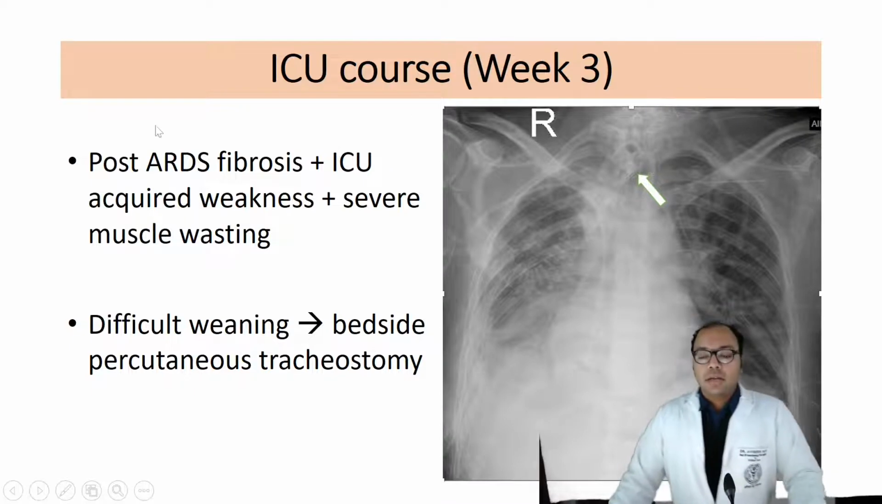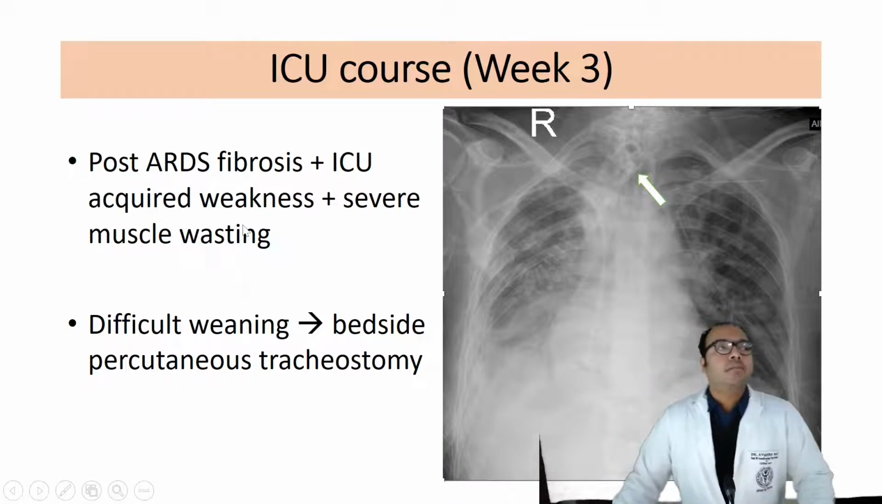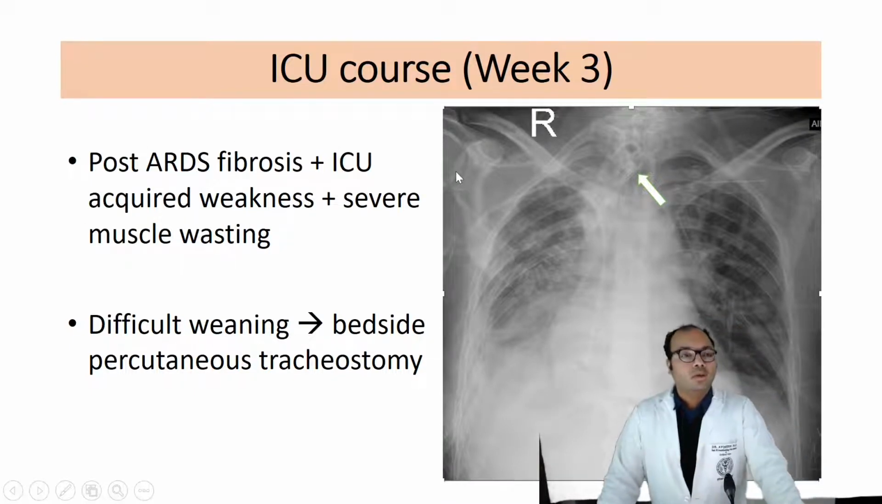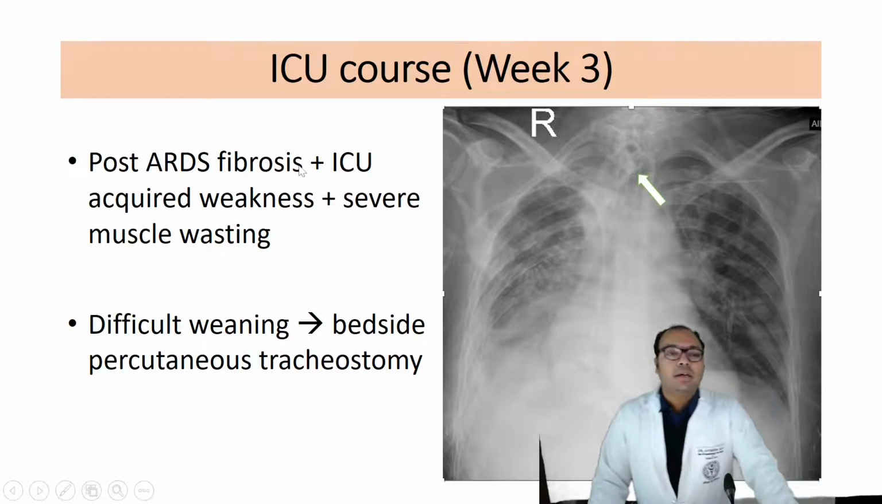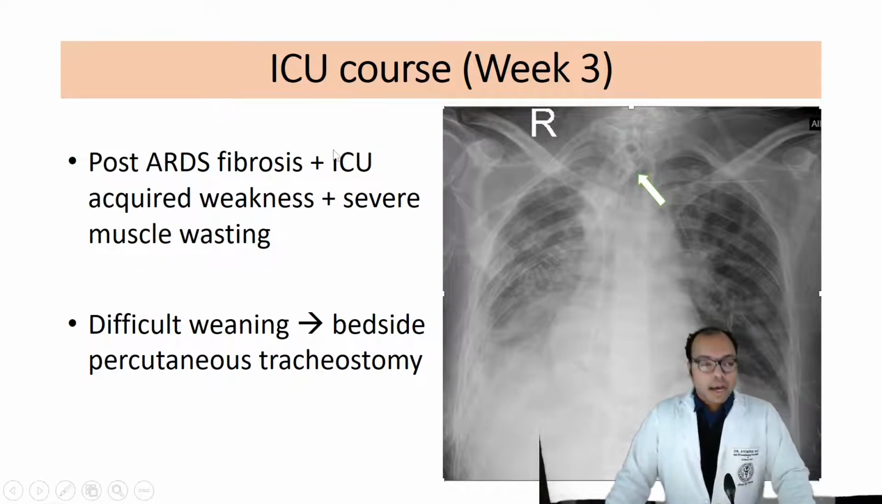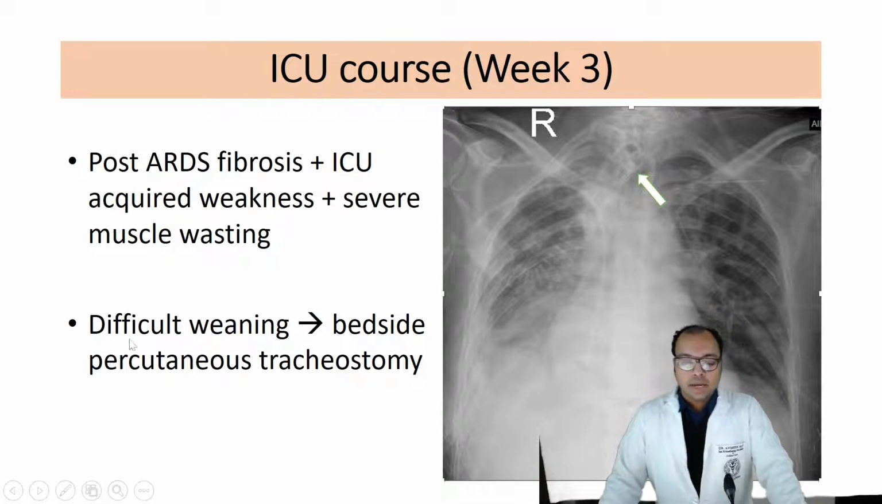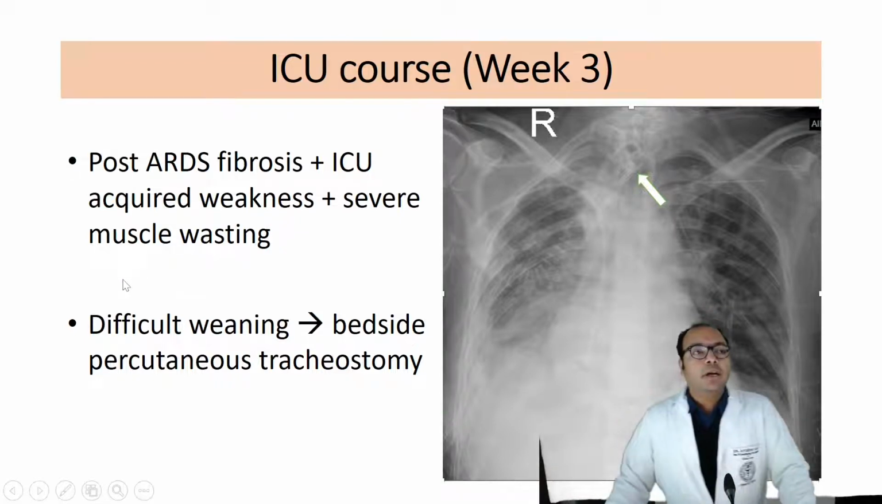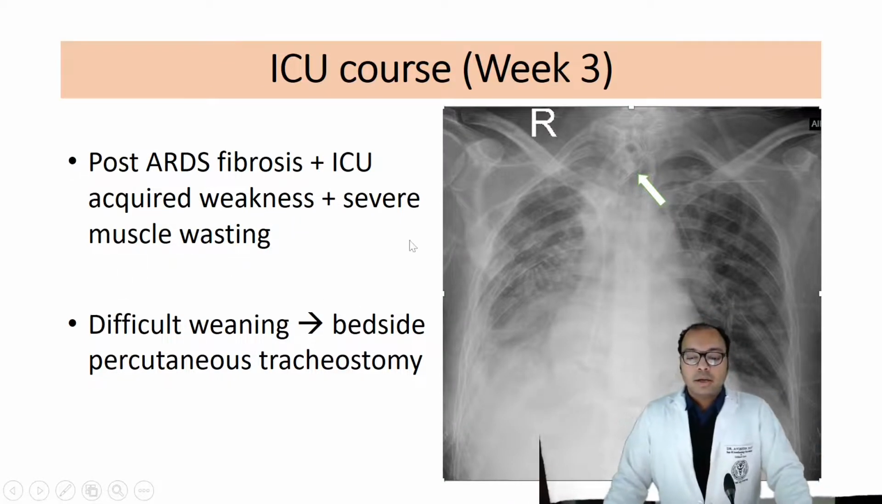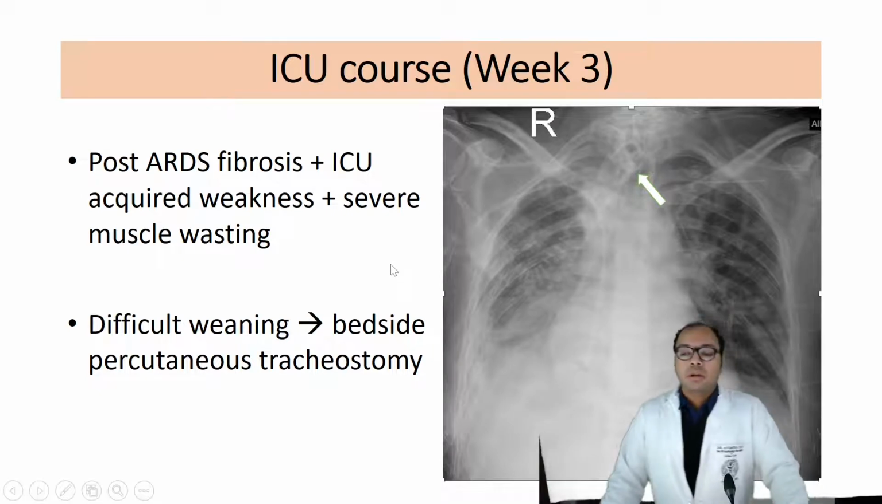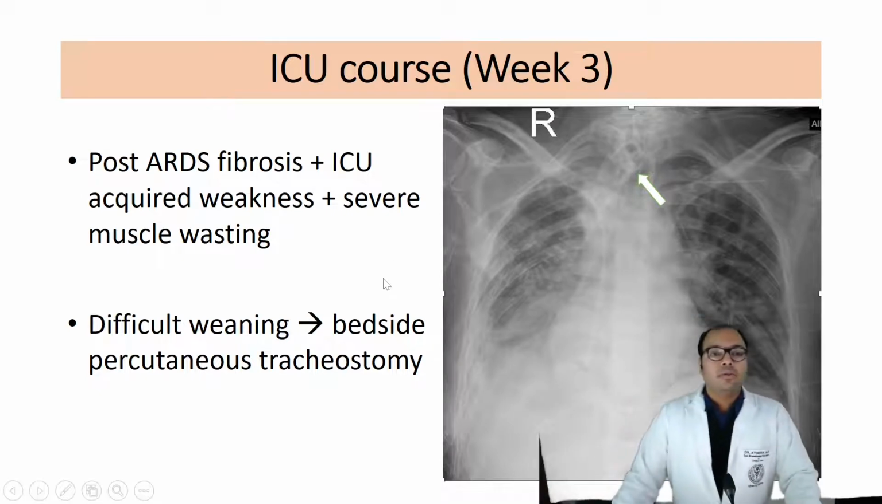In week 3, the patient by this time had been in the ICU for more than 2 weeks and was emaciated. There were signs of ICU acquired weakness. Along with that, the patient had post ARDS morphological changes in both lungs with fibrotic changes. Due to all of these manifestations, we anticipated difficult weaning, and we went ahead with a bedside percutaneous tracheostomy, which was performed on day 18 of admission.